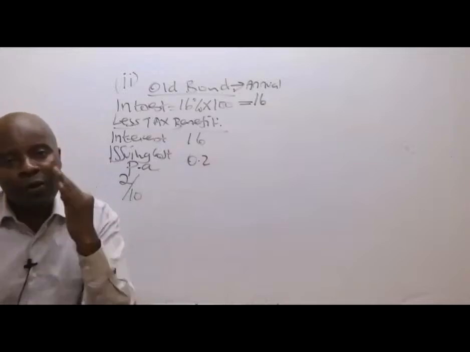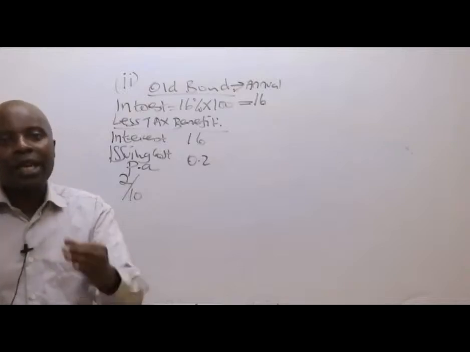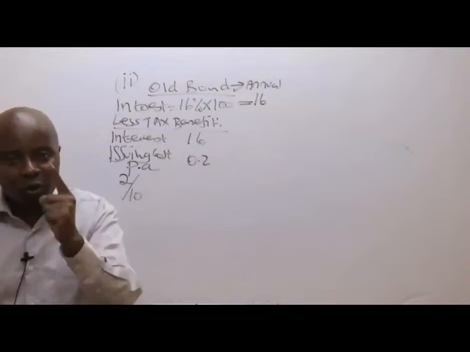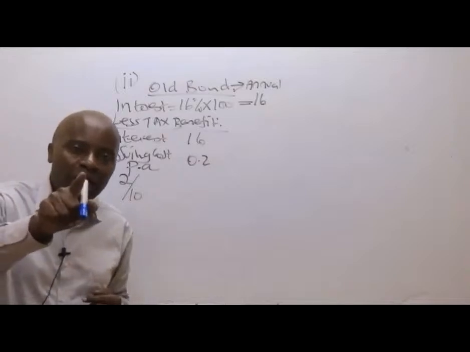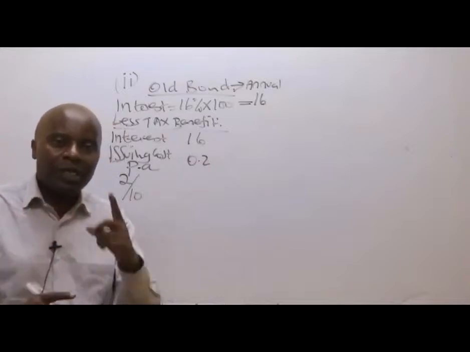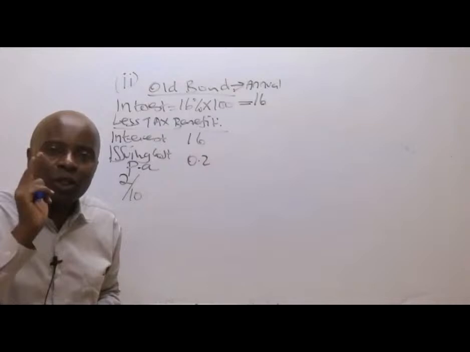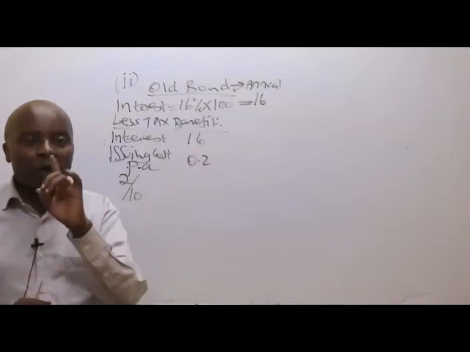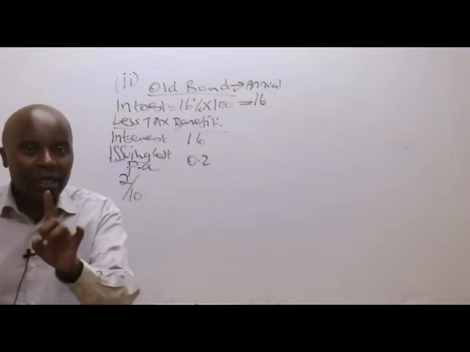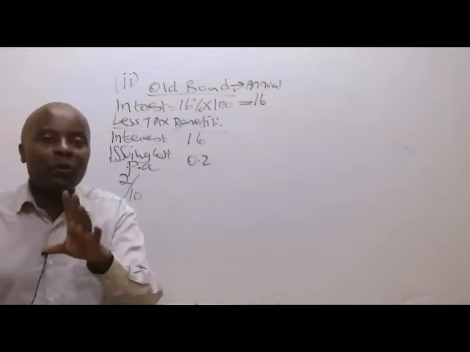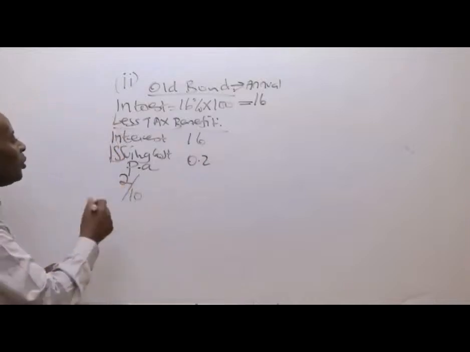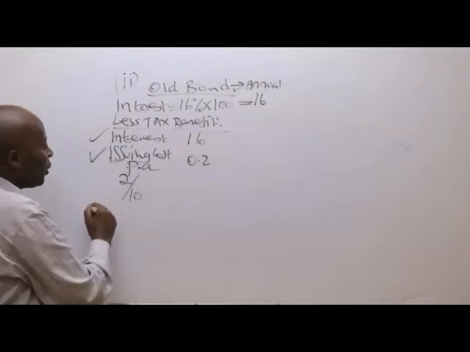Remember, for tax benefit, the examiner normally will give you 3 qualifying expenses. Number 1, we have interest, which will qualify for purposes of claiming your tax benefit. Number 2, we have the issuing cost. Those will qualify for claiming the tax benefit. Number 3, we have the discount.